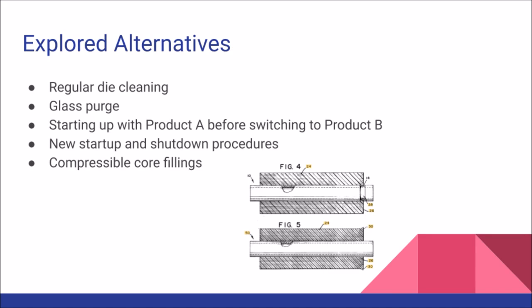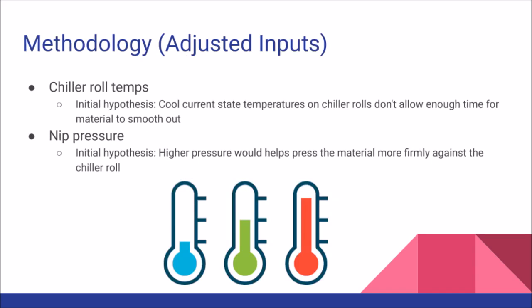We explored many alternatives for this project. This included regular die cleanings, glass purging, starting up with product A before switching to product B, new startup and shutdown procedures, as well as compressible core fillings, but nothing really came from any of these. When deciding to design experiments for the chill roll temperatures and the nip pressure, we had initial hypotheses for why we believed this was going to be impactful.